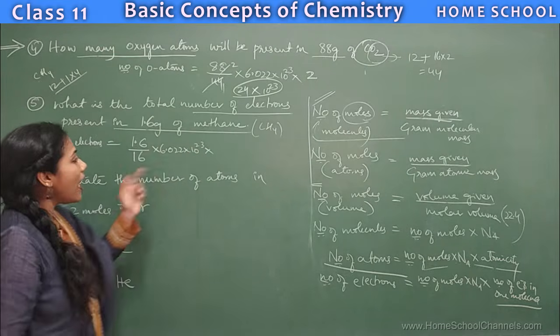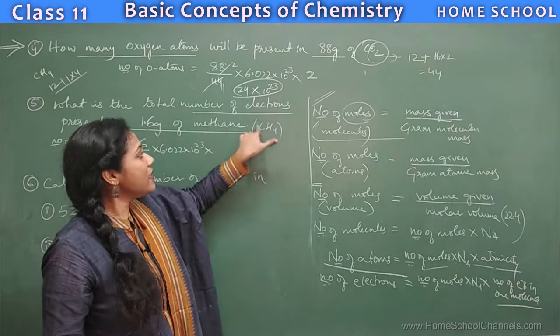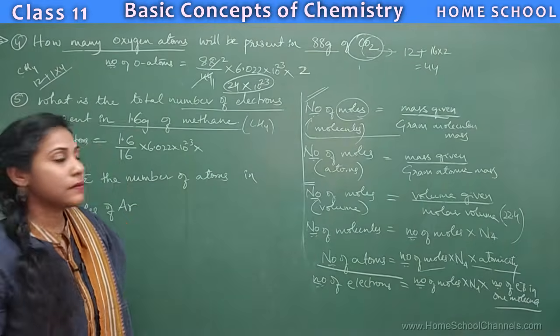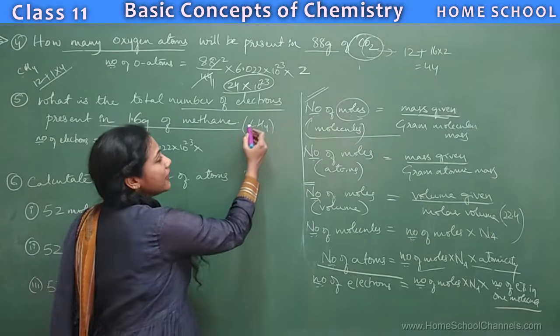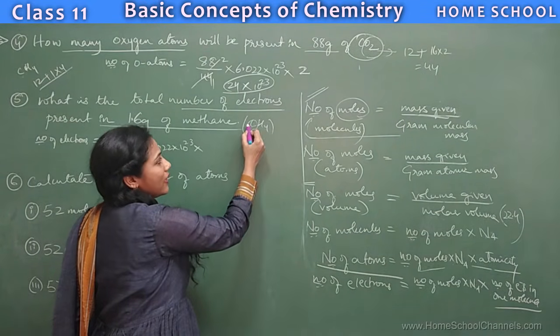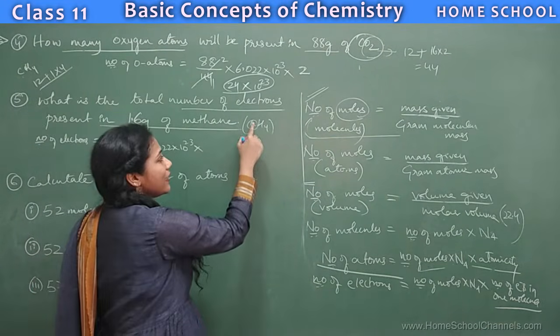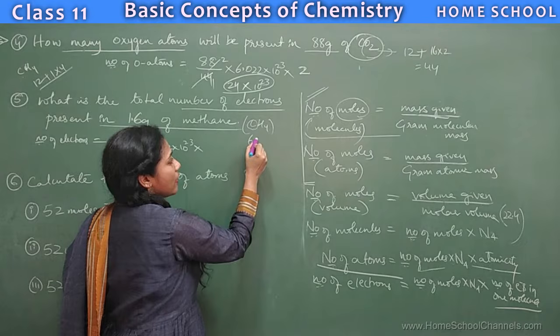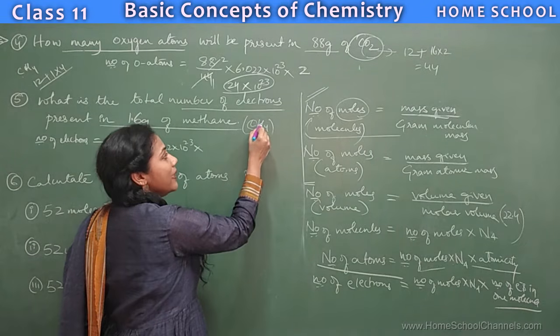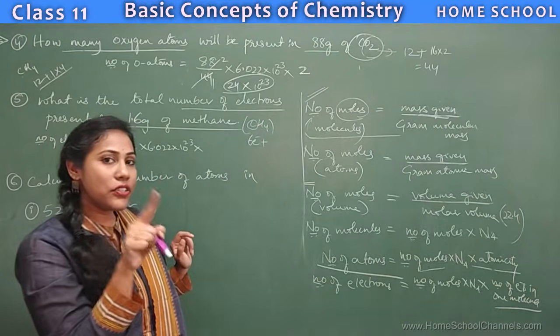Okay. So now how many electrons are present in one molecule? You see here, the atomic number of carbon is 6. So number of electrons is equal to atomic number, no? So how many electrons are there in carbon? 6 electrons. Plus, how many electrons are there in each hydrogen? 1.